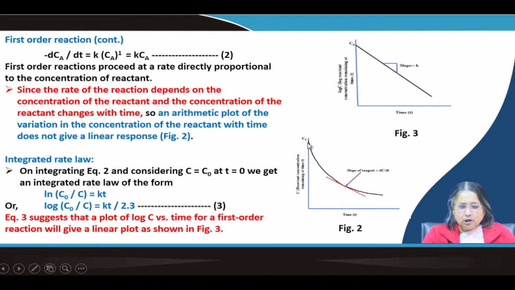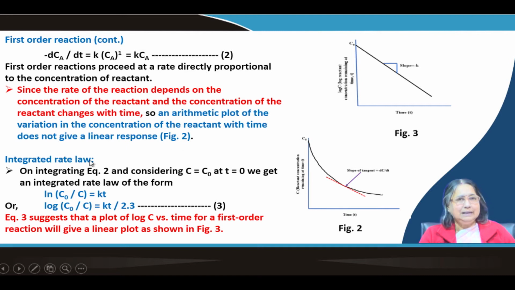If you plot concentration versus time, then you will not get a straight line. The curve will be like this, and the slope at any point will give you dCA by dt with a minus sign, because it is the reactant.